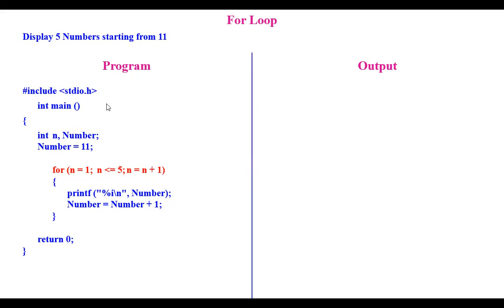So let's compile this simple program and execute it. You get a display of all the 5 numbers starting from 11. So that's how the for loop works. Let us see how it works with the help of a flowchart.